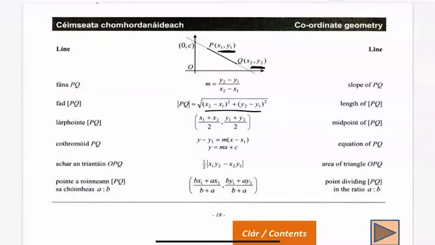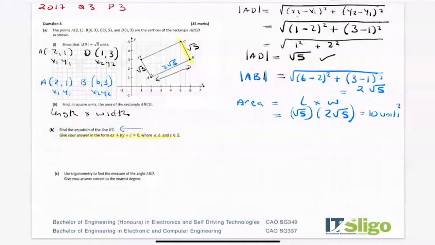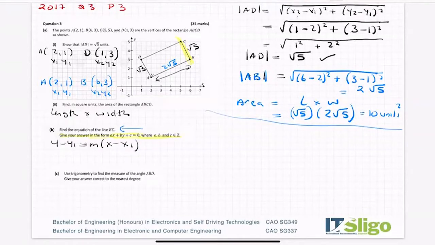So when you're told to find the equation, come over here for equation. The top one is what we use to find an equation. The second one is when they give us an equation. But the top one is to find an equation. So you are going to go for this one, y minus y1 equals m times x minus x1. That is how we find the equation of a line. Now we need to find the equation of the line BC. So B is 6, 3.